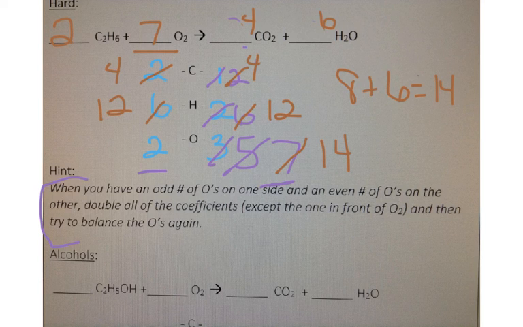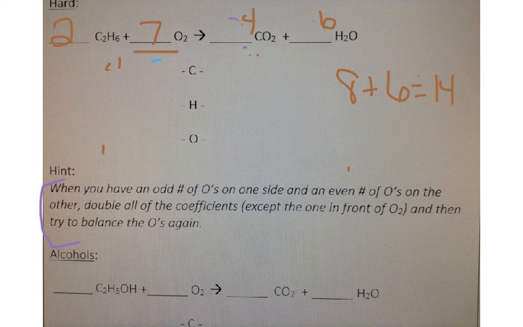So the whole problem would balance with the coefficients of 2, 7, 4, and 6. This would also change this to a 14. I would highly encourage you, after you do these, to check all your work. You should always know whether you're right or wrong. How do you do that? You once again do all of your counts after you have done your initial calculations.